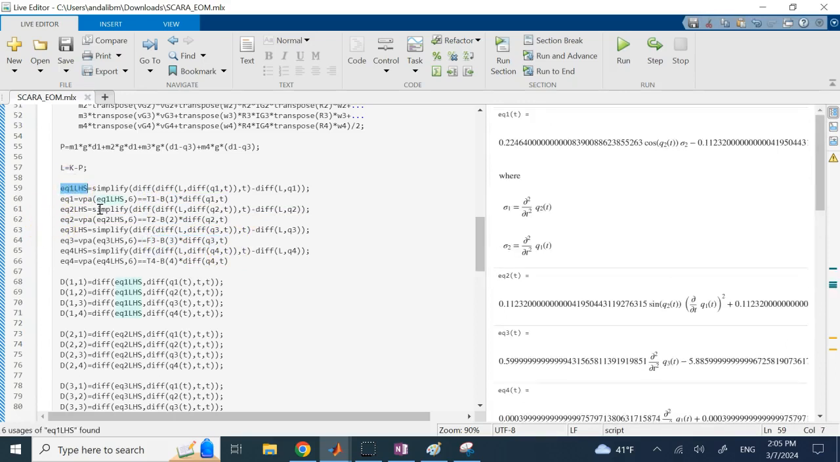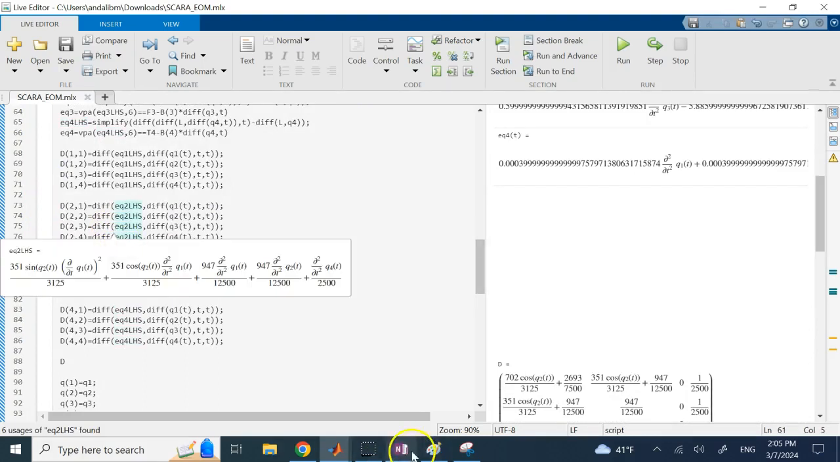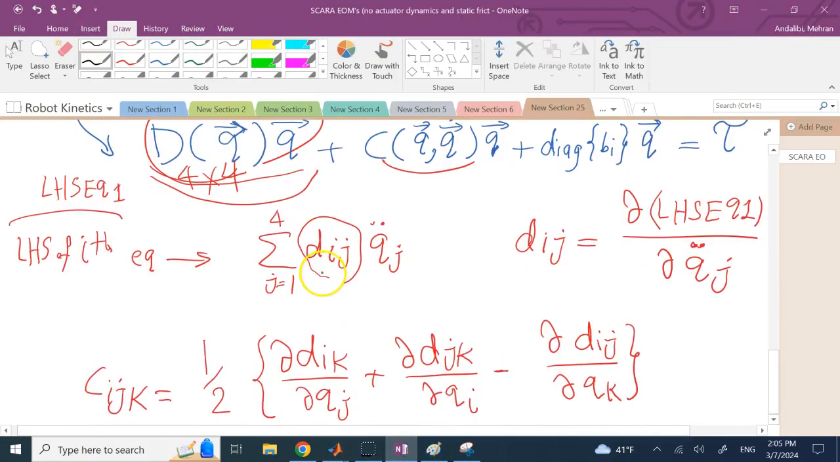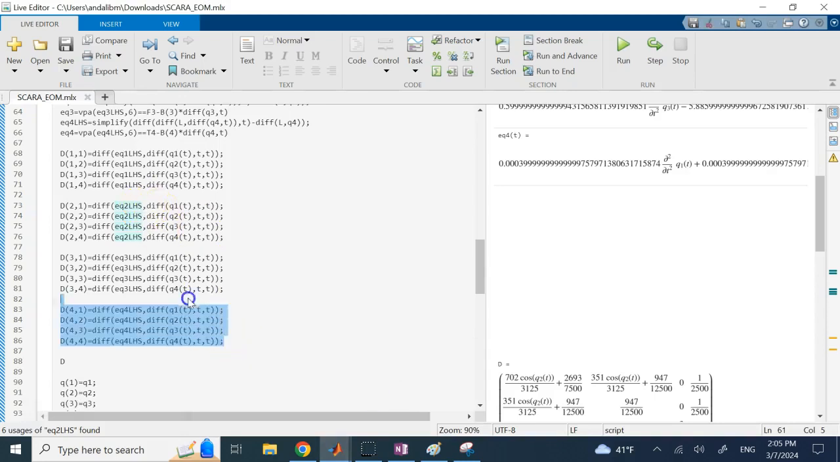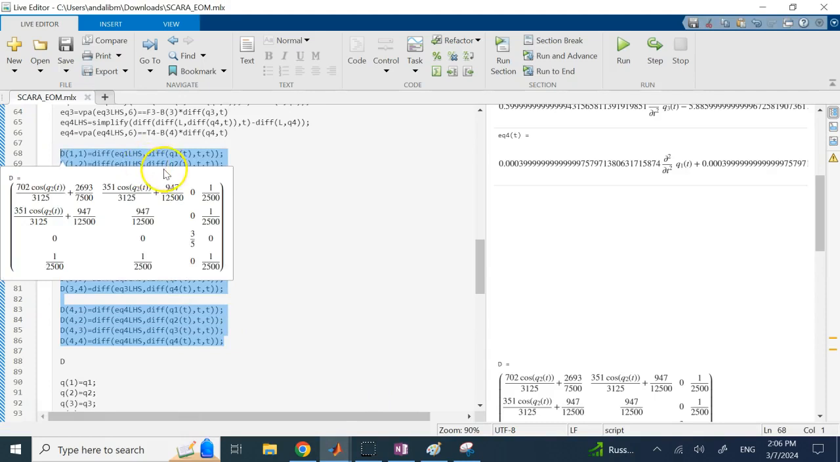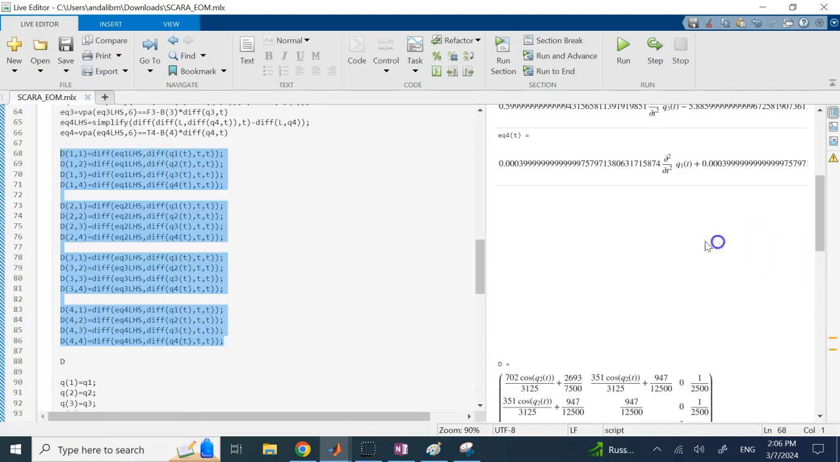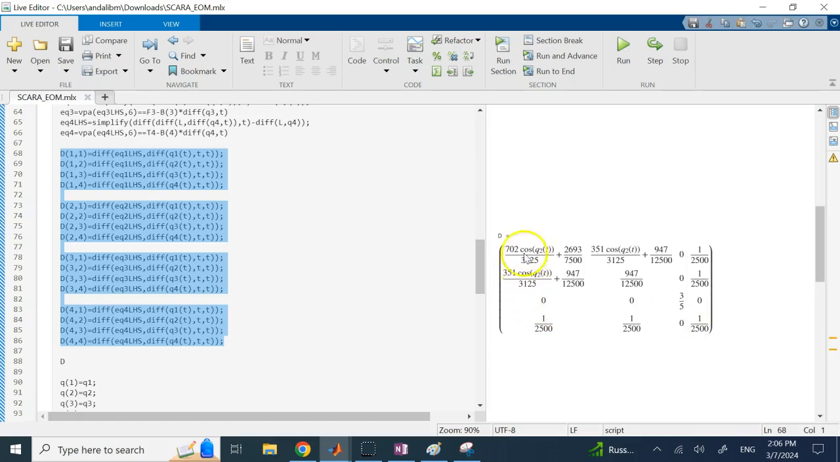Why did I separate the left-hand side from the whole equation? Because later I want to use those differentials that I just explained to you. I want to do this part here, look. I want to take partials of the left-hand side with respect to Q double dot to get my D components. And here you can see that this is how I got all of my D's. If you want, you can automate this as well with a nested for loop. But if you do that, this is your D matrix. Look, that is your D matrix.